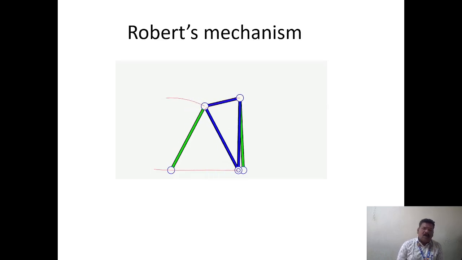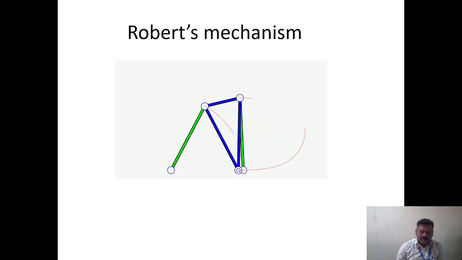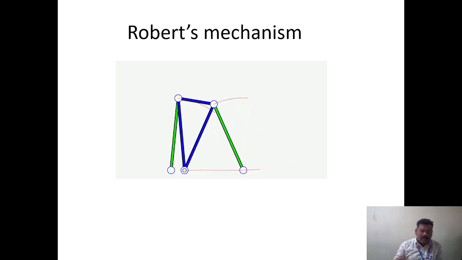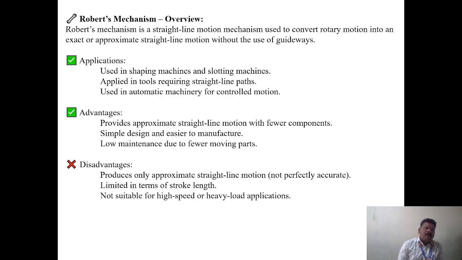And next one is Roberts mechanism. This is also almost similar to the straight line mechanism. You can see these are all the animated images of a Roberts mechanism. The Roberts mechanism is a straight line motion mechanism used to convert rotary motion into an exact or approximate straight line motion without the usage of guidelines. I already told you this is similar to the straight line motion mechanism.